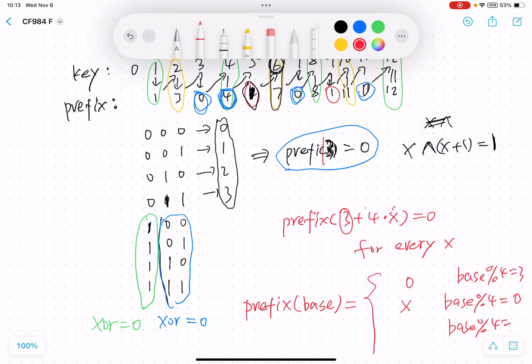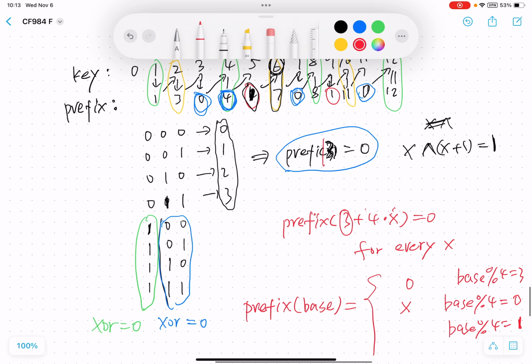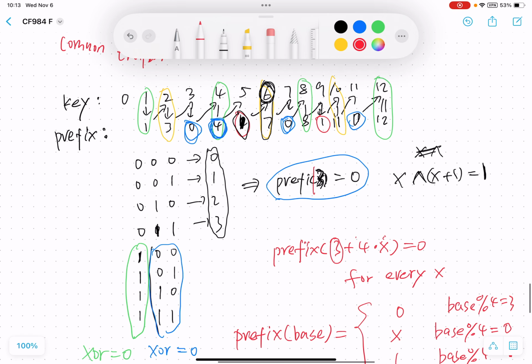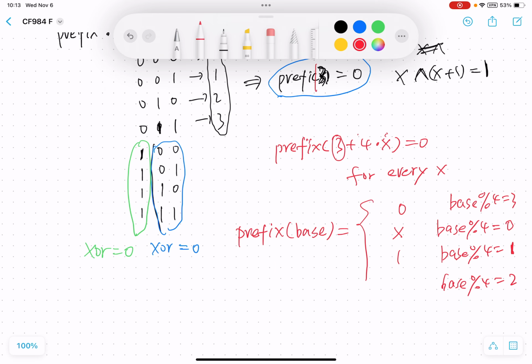If modulo 4 equals 1, the answer will be 1. Last will be it. If it is 2, for example, that means 6, 2, and 10. It will be actually this value is base plus 1. So this is the definition about prefix x.